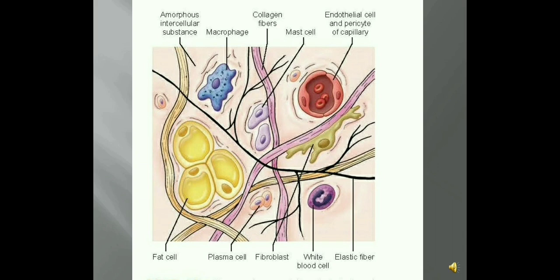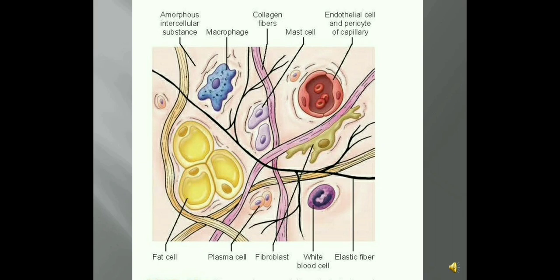Now here you will find the matrix of this tissue contains two types of fibers, that is white fibers and yellow fibers. White fibers are made up of collagen, so they are also called collagen fibers, and they give tensile strength to the tissue. You will find white fibers are found in bundles, they are wavy and they are unbranched. Whereas yellow fibers are made up of elastin, so we can call them elastic fibers, and they are elastic in nature. You will find they are single, they are branched and they are straight, opposite to that of white fibers.